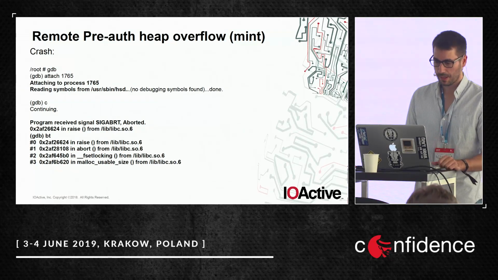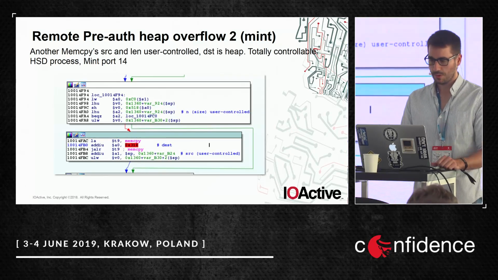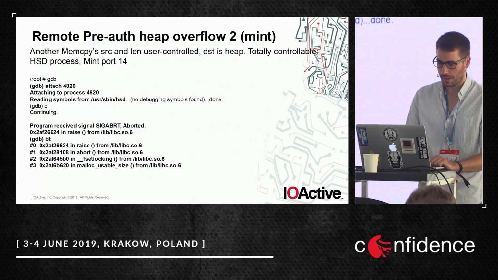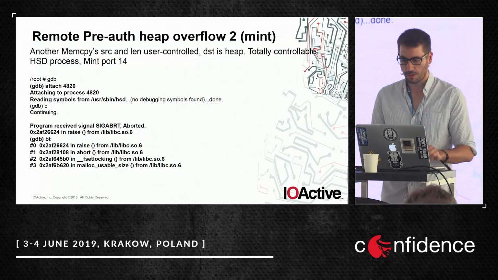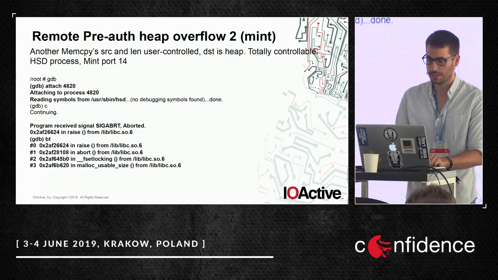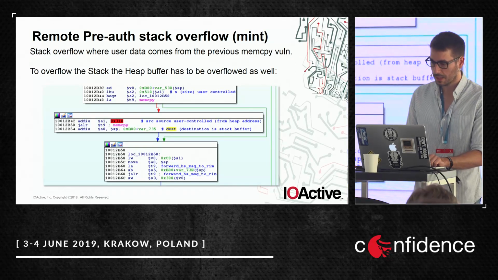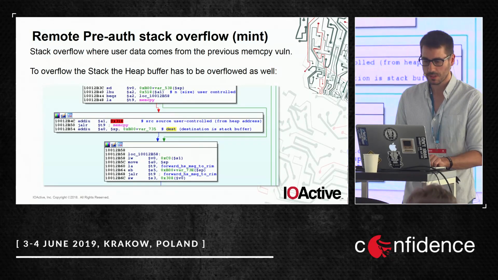And here we have the crash of this particular heap overflow. There are more memory corruptions, more heap overflows, like this another one, in another different min port. And here we have the crash, so pretty much the same, all of them without any kind of authentication. Now, this is the vulnerability that we will exploit in a couple of minutes.